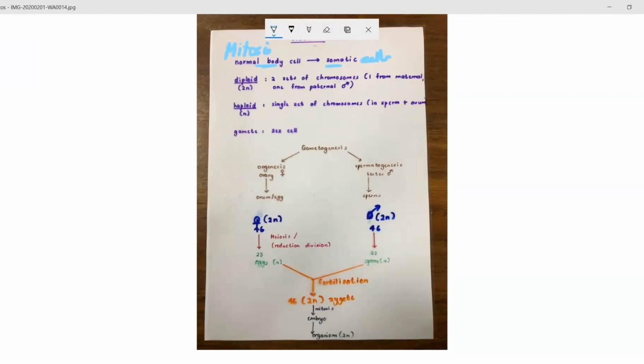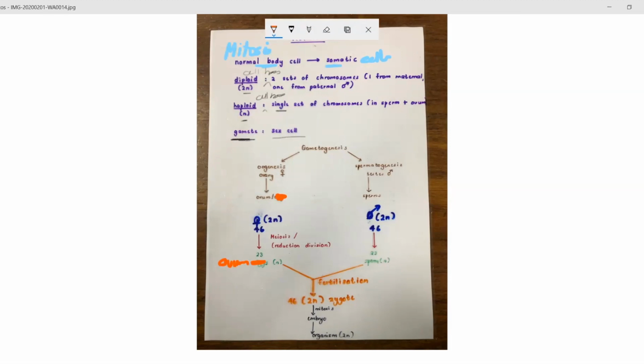Now, diploid is when a cell has two sets of chromosomes, and haploid is when a cell has a single set of chromosomes. The symbol for diploid is 2n and the symbol for haploid is n. A sex cell is known as a gamete, and the female produces the sex cell, the ovum. Please don't use the word egg, so let's scratch that out. It's ovum. And the male produces the sperm.